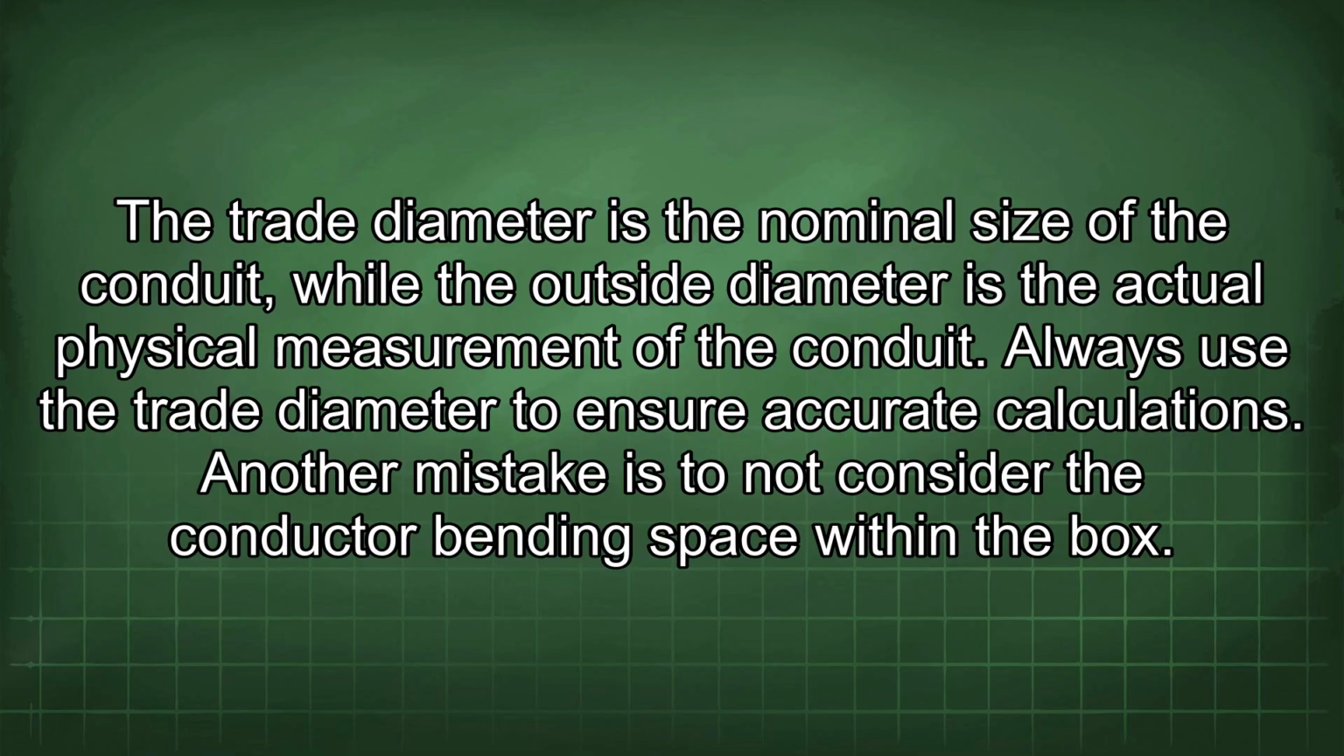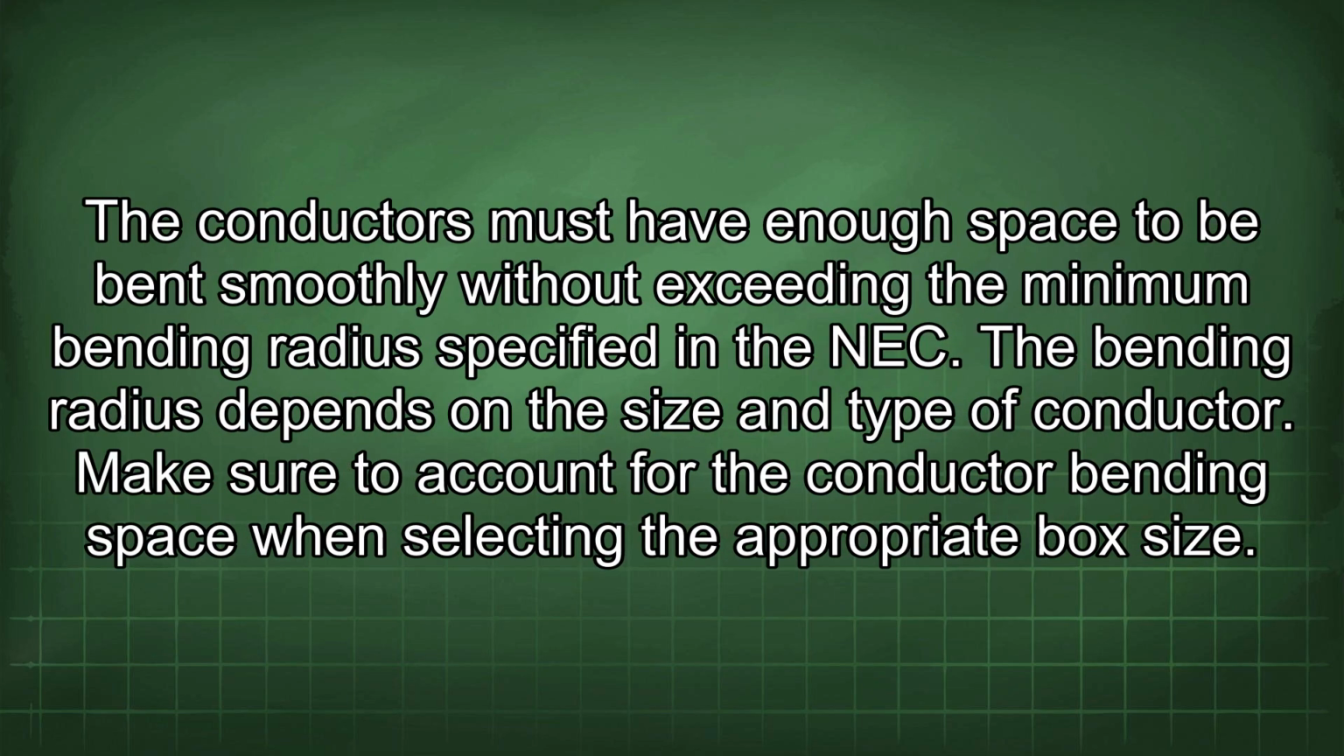Another mistake is to not consider the conductor bending space within the box. The conductors must have enough space to be bent smoothly without exceeding the minimum bending radius specified in the NEC. The bending radius depends on the size and type of conductor. Make sure to account for the conductor bending space when selecting the appropriate box size.